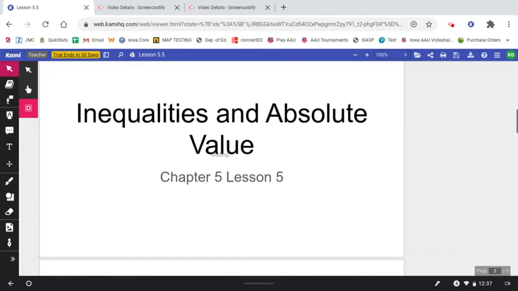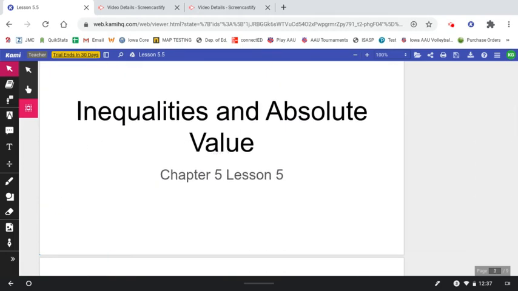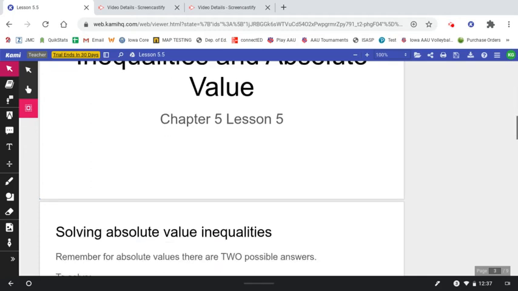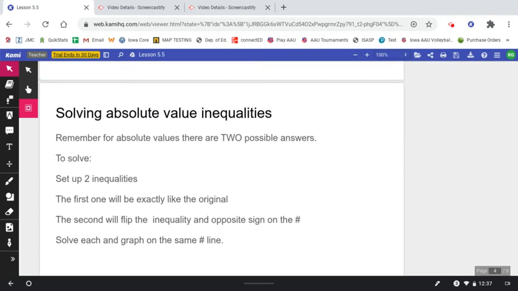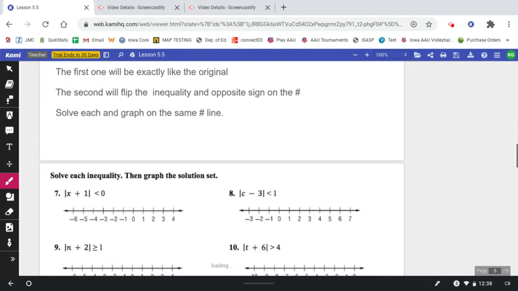Okay, Chapter 5, Lesson 5, Inequalities and Absolute Values. So remember when we did absolute values, it was in Chapter 3. And when we solve for absolute values, remember there are two possible answers. So just like we did before, we're going to set up two separate inequalities. The first one will be exactly like the original, but the second one is going to flip the inequality and also change the sign on the number. Because remember, when we do absolute values, one has to be a positive and the other has to be a negative. Then we're going to solve them and graph them on the same line.